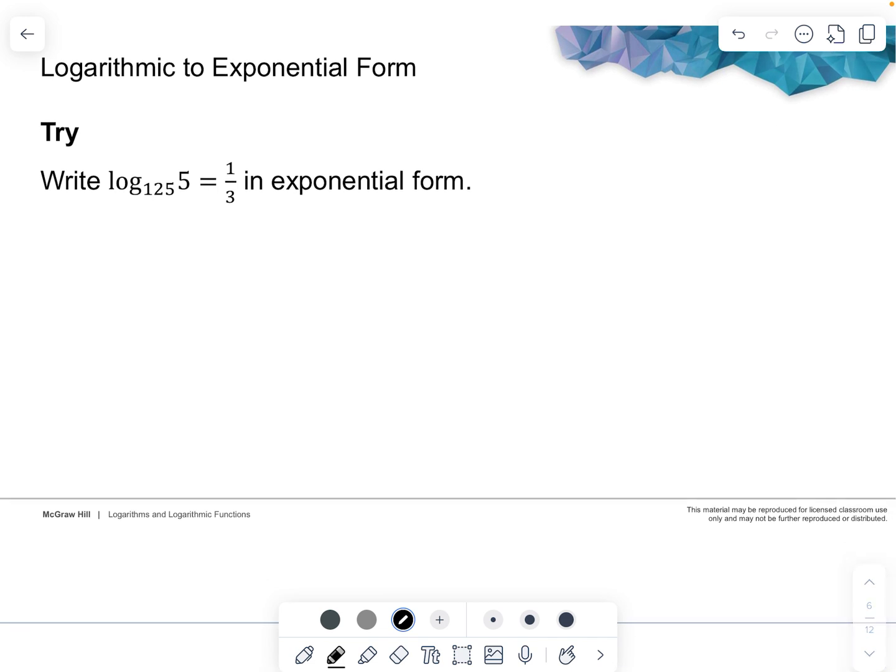Why don't you try this one? The log base 125 of 5 is equal to 1/3. 125 raised to the 1/3 is equal to 5. And again, 1/3 is the same thing as a cube root. The cube root of 125 is 5.